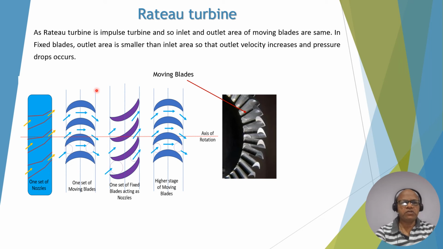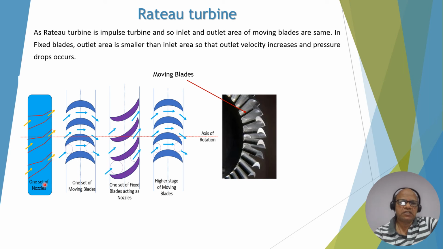Now, rate turbine is again an impulse turbine. In the moving blade, the inlet and outlet area is the same. You can see here. But in the nozzles, there is a variation of area because there is an increase in velocity in the fixed blades. So there will be a pressure drop as per the conservation of energy law.